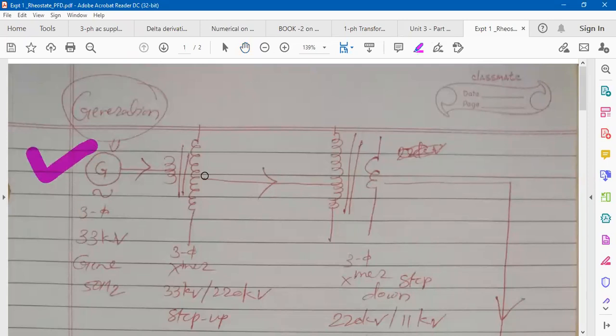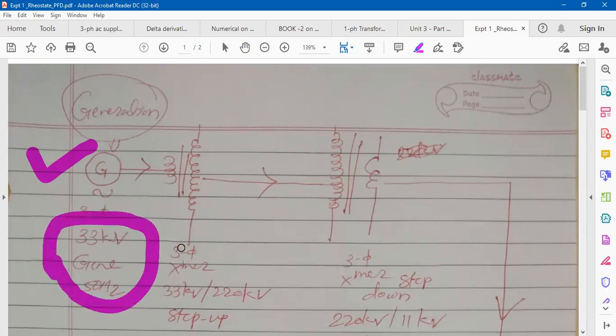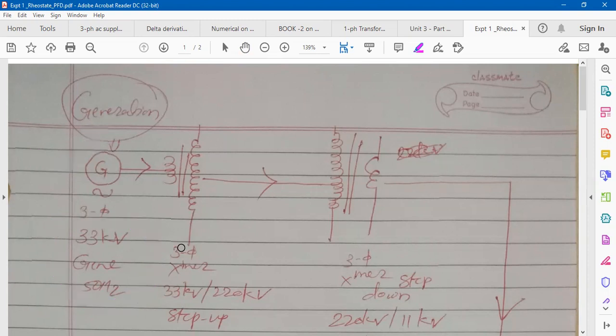See here, when you see the system from generation up to distribution, it is like this. This is the generator, which is a 3-phase AC generator. It is also called an alternator. It generates electricity in India in the form of 3-phase AC. Generating voltage can be 11 kV or 22 kV or 33 kV, and frequency is 50 Hertz. For a generator, mechanical is the input and electrical is the output.